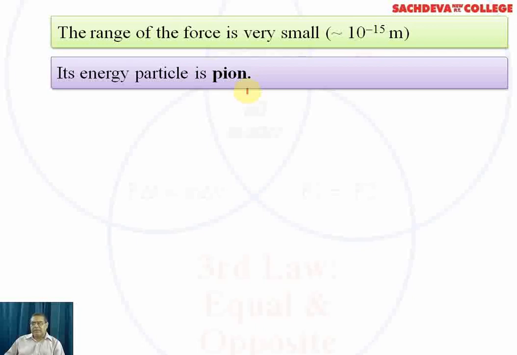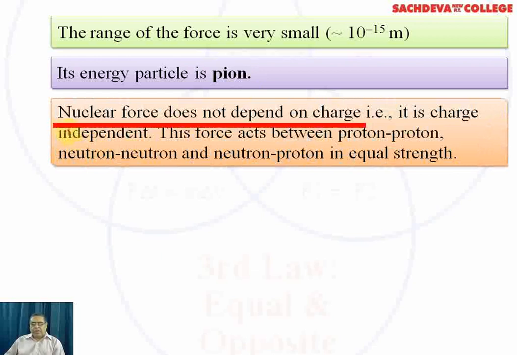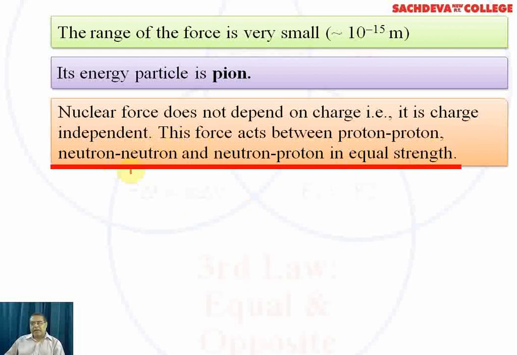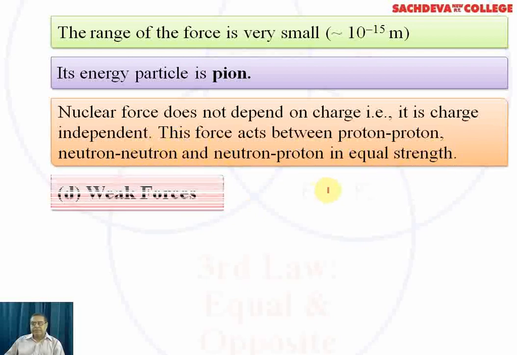These particles were first of all observed in a sample of cosmic rays at a height of about 400 kilometers above the sea level of the Earth. Nuclear forces do not depend upon the charge. It is the charge-independent force. This force acts between the proton pairs, the neutron pairs, and the neutron-proton pairs.